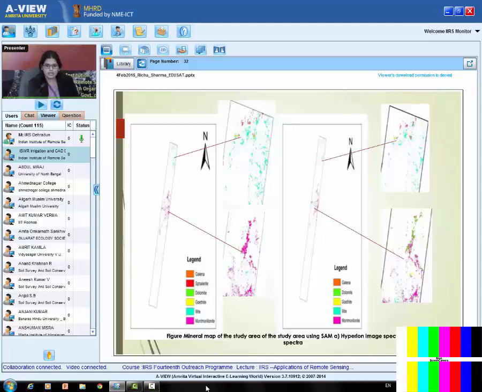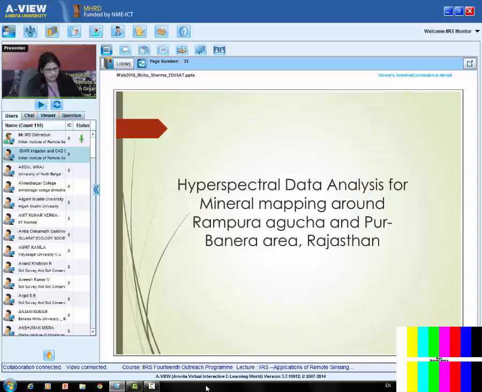Now this is the final image. We have classified this image into these many classes, and this is the distribution of the minerals we are getting in our whole strip of the Hyperion. So we will be able to identify these classes: montmorillonite, illite, goethite, dolomite, and all these things.